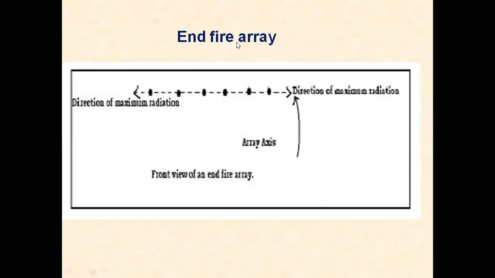This is the structure of the end-fire array. This is the direction of the maximum radiation. When we are feeding from left to right, this is the direction of the maximum radiation. When we are feeding from right to left, this is the direction of the maximum radiation. This is the array axis. The elements are placed here. There is a progressive phase shift here. Then we are getting the radiation parallel to the array axis.